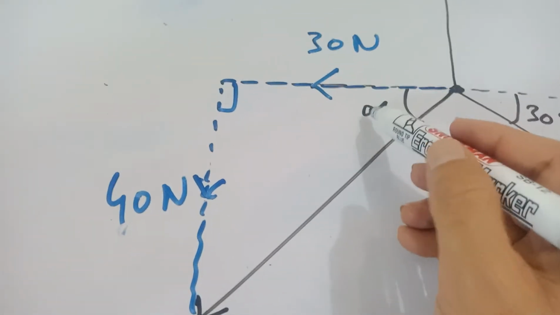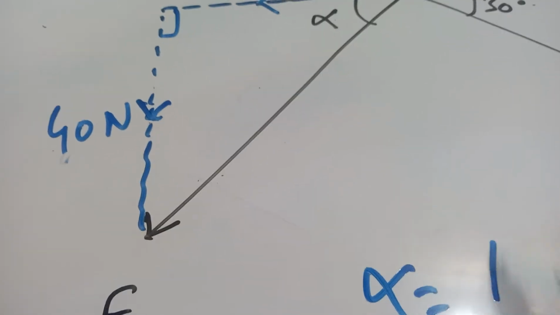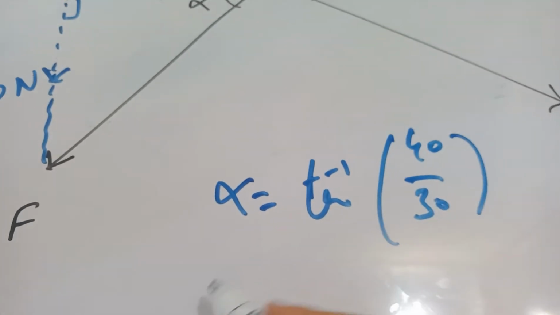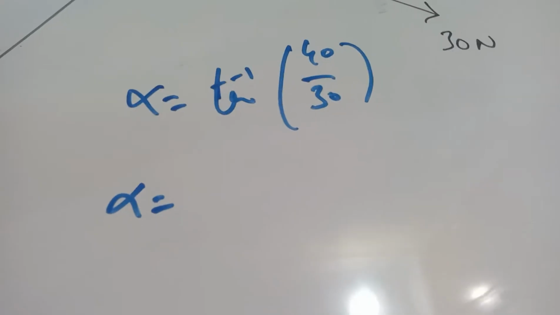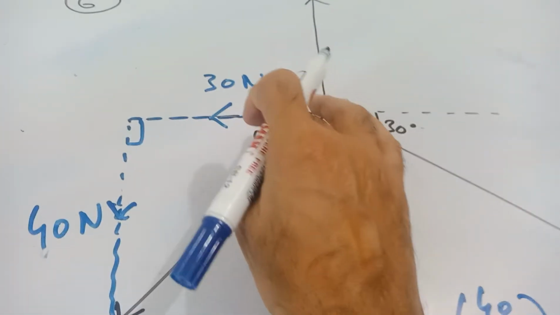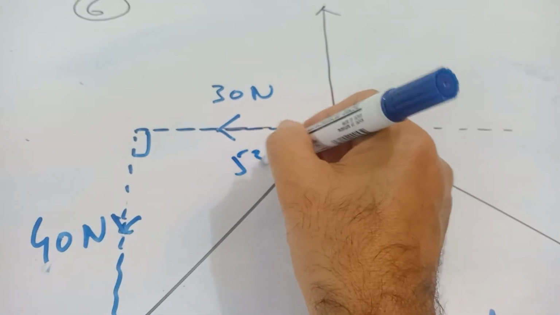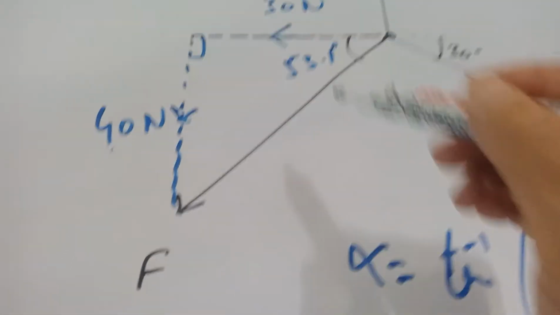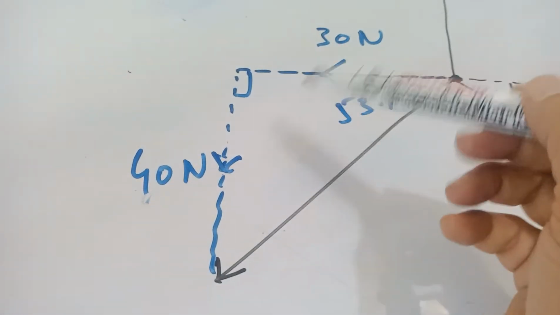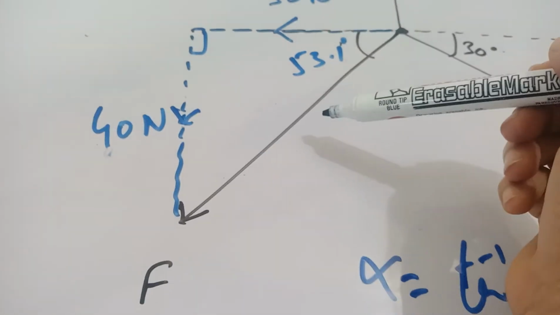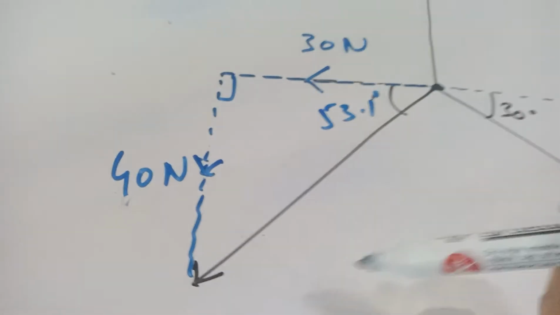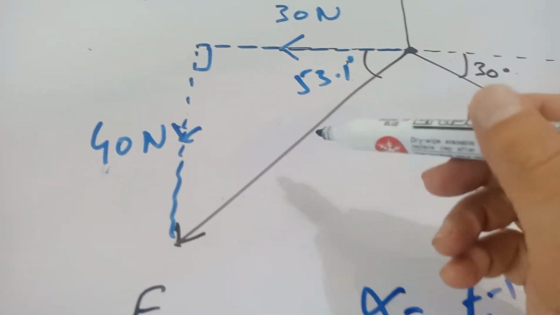Okay, so this is simply alpha would be tan inverse of 40 over 30. So this alpha is 53.1 degrees. Okay, so I can mention it here. This is 53.1 degrees. You can find the value of F as well. F would be the square root of 30 square plus 40 square. So this is a typical right angle triangle, so this would be 50. He didn't ask about this F, but if he had asked about this F, that was definitely 50 newtons.